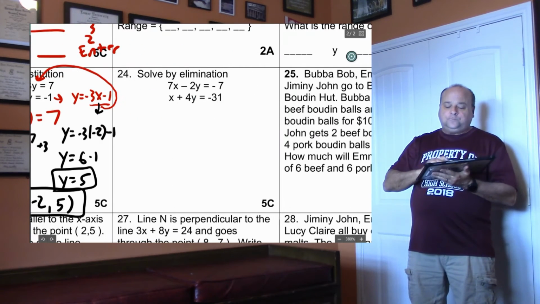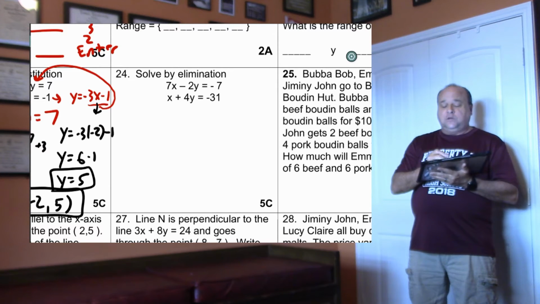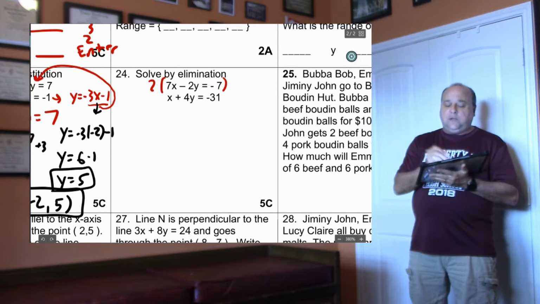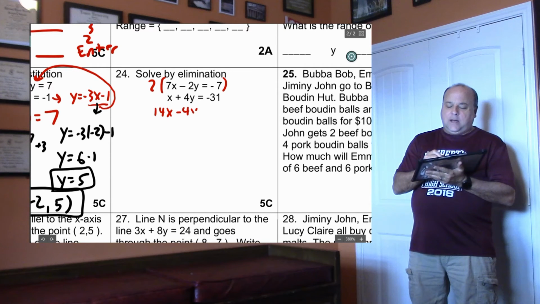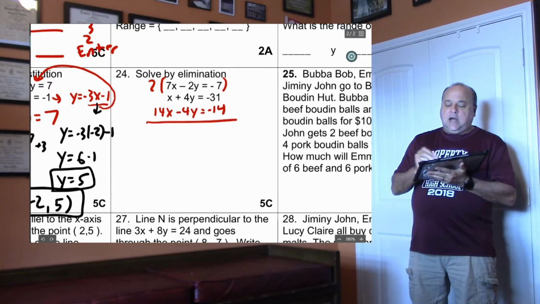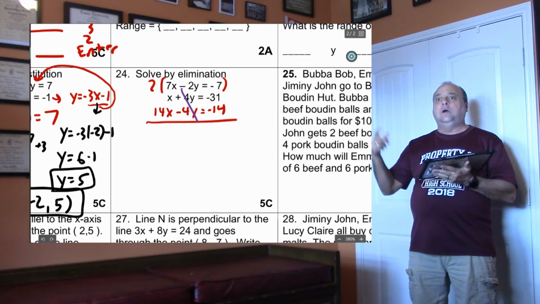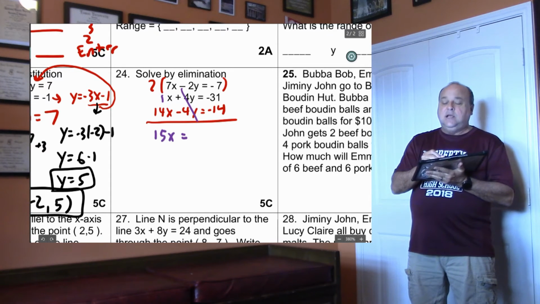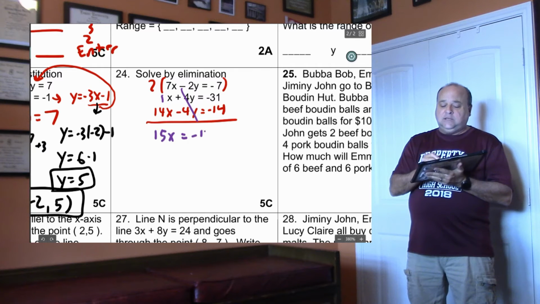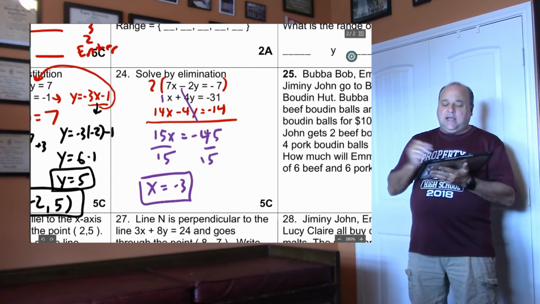Number 24, we're going to eliminate. I know the opposite of positive 4 is a negative 4. I'm going to multiply this top equation by 2. So I'm going to get 14x minus 4y equals negative 14, and my y's are opposites, aren't they? My y's will eliminate. That's why it's called elimination. So 1x plus 14x is 15x. Negative 31 minus 14 is negative 45. Divide by 15, and I will get x equals negative 3.